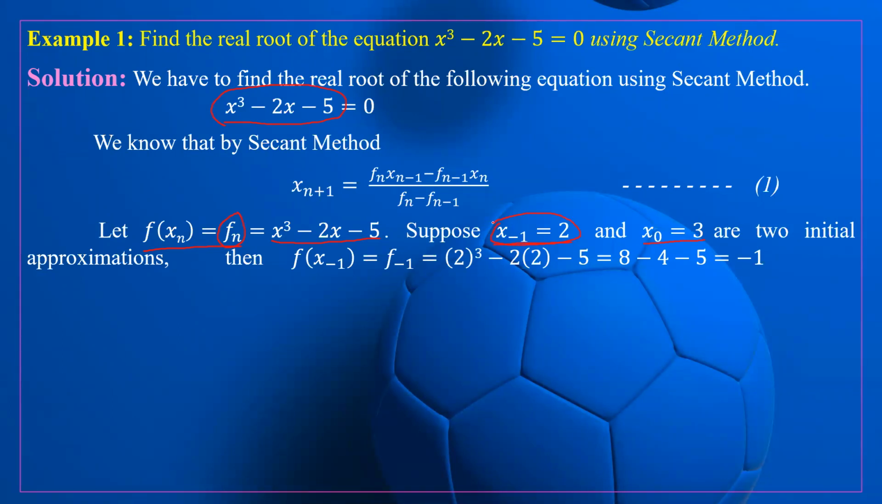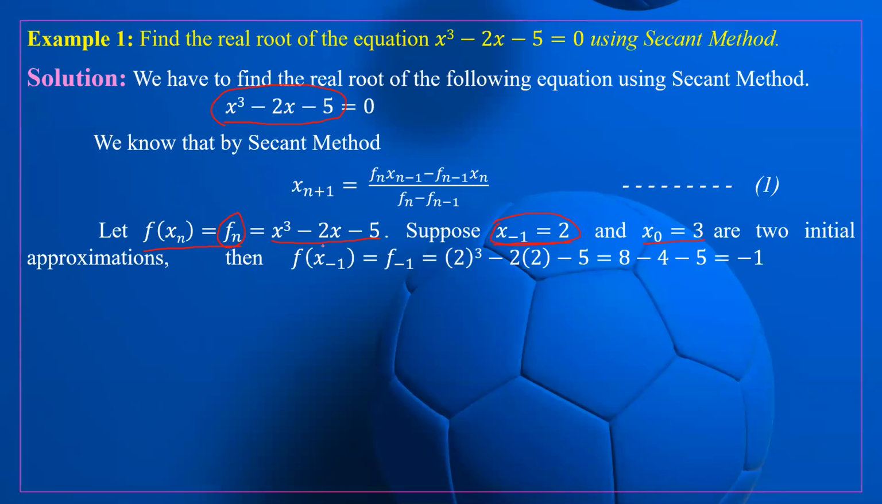We can also put x minus 1 equal to 0, x minus 1 equal to 1, x minus 2 is like that. We can put any value, but now which value should be considered over here? If for one value of x we are getting positive value, and for one value of x we are getting negative value, then clearly the root will lie between both the values. So that's why here what we have done, x minus 1 is equal to 2 and x0 is equal to 3 are two initial values.